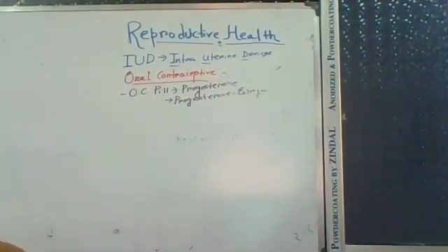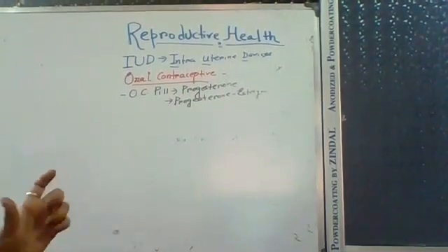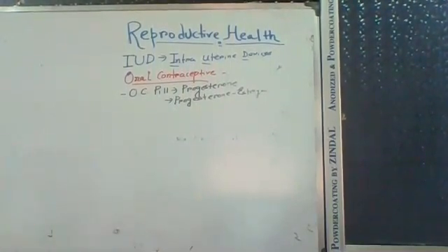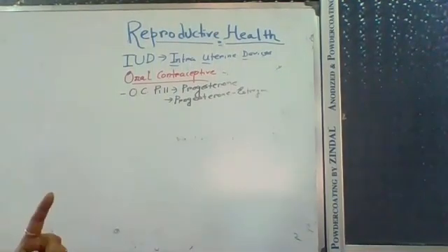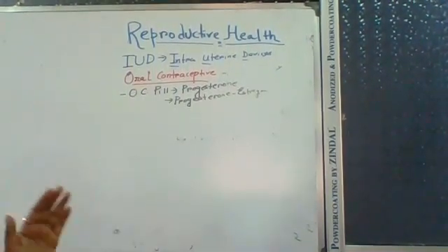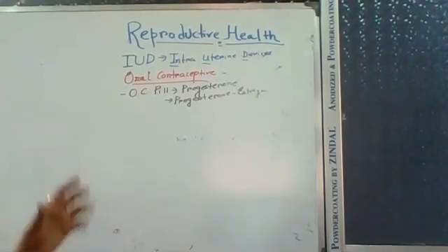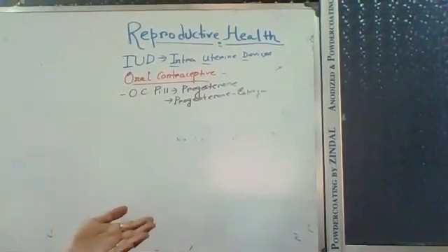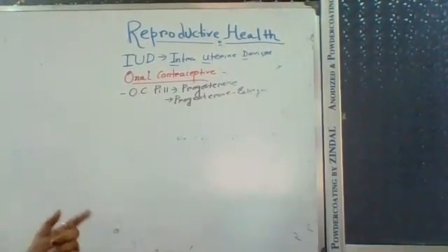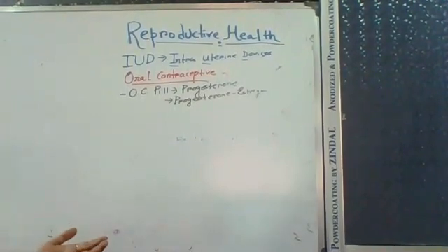So these are taken for 21 days, one pill every day, starting within the first 5 days of the menstrual cycle, and after a gap of 7 days during which menstruation occurs, it has to be repeated in the same pattern till the female wants to prevent conception.